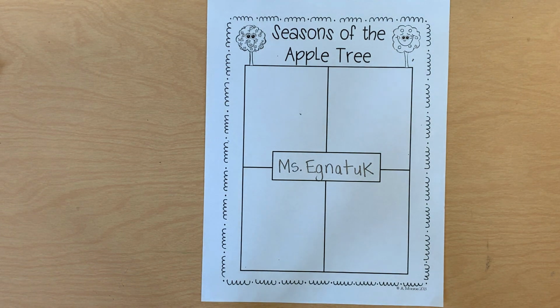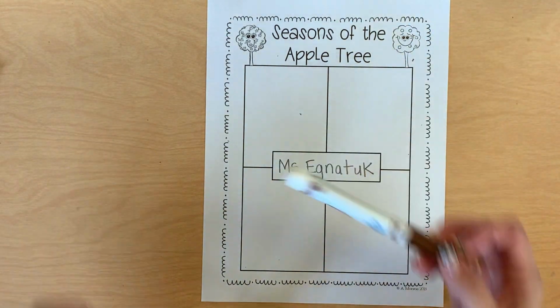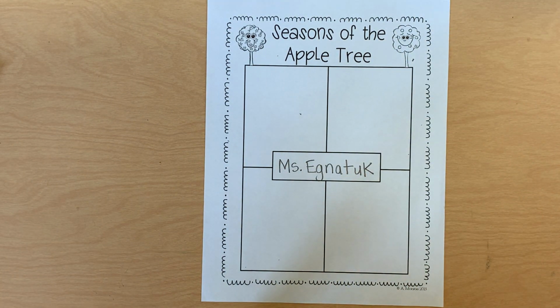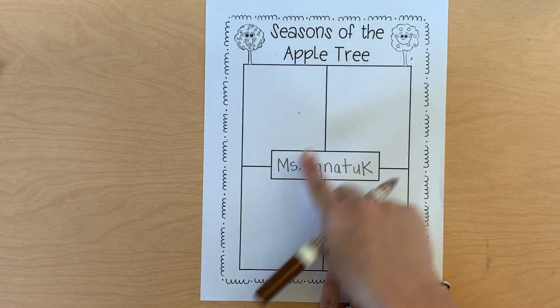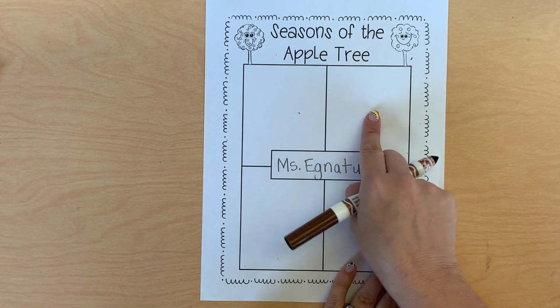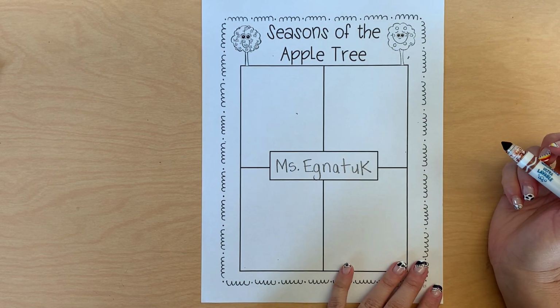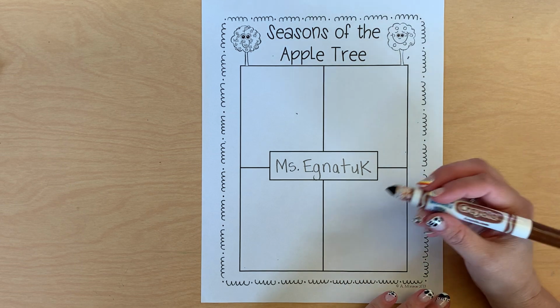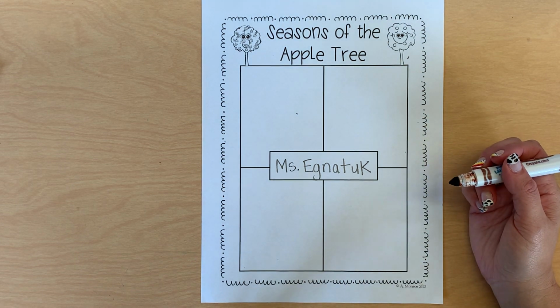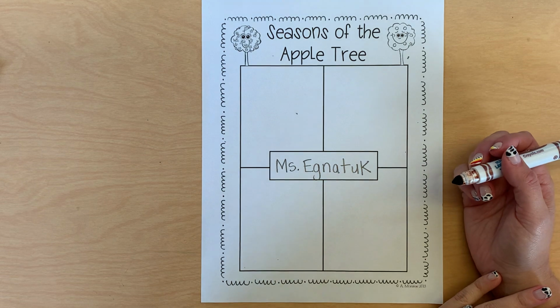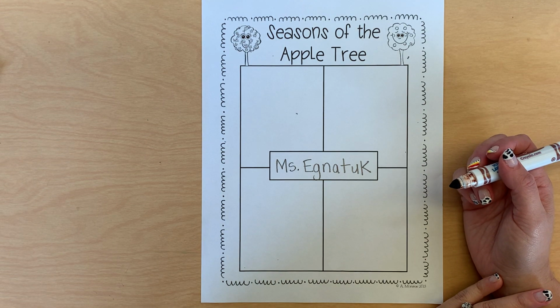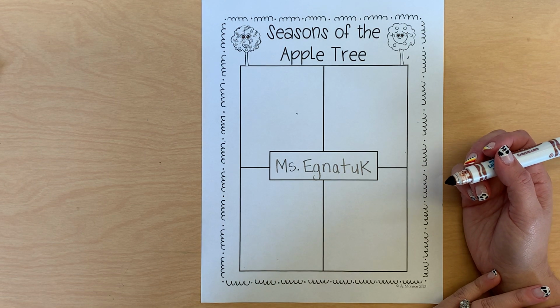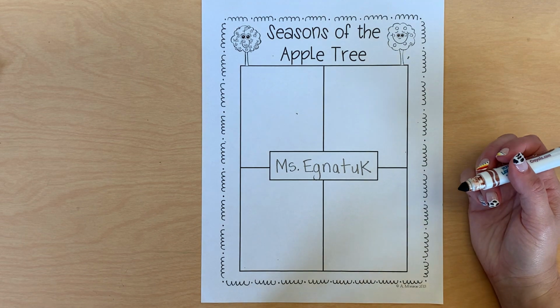using our brown marker. And in each of the boxes, there's 4, we're gonna draw the tree trunk and the branches of the tree, just with our brown right now. So there was 4 boxes for 4 seasons. Spring, summer, fall, and winter.